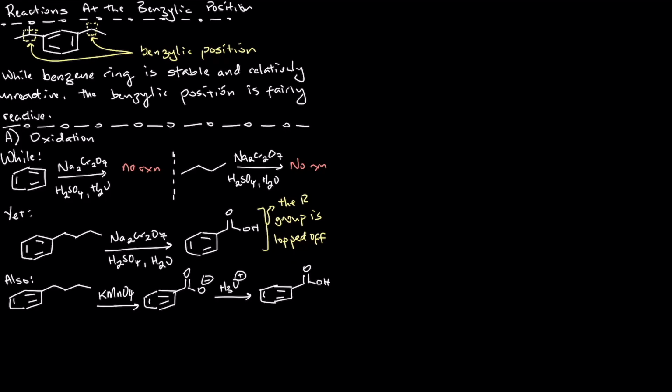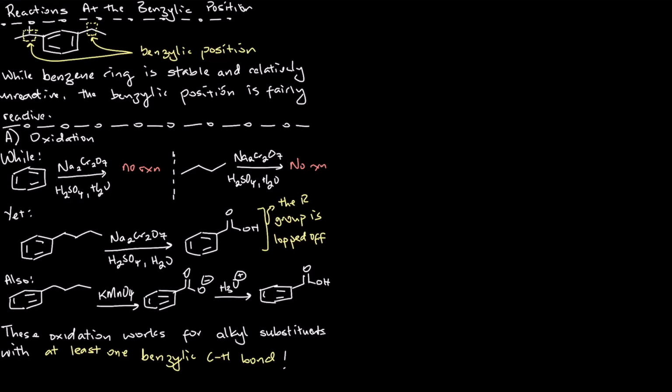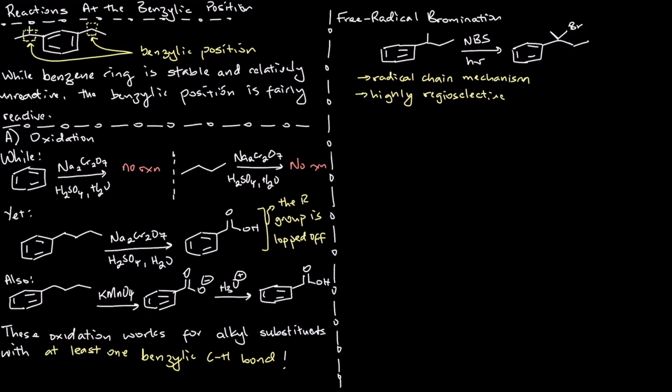Alternatively, you can treat that same compound with potassium permanganate, and this time you will get the carboxylate salt, which you then have to protonate in a second synthetic step using H3O+. So note that the oxidation reactions we're describing here work when you have an alkyl substituent with at least one benzylic CH bond. So there needs to be a CH bond at the benzylic position for the oxidation to actually occur.